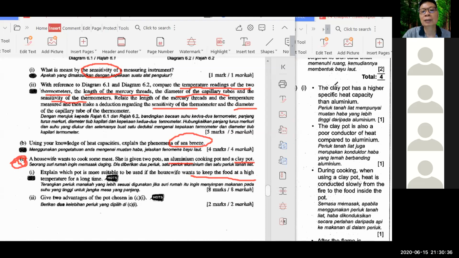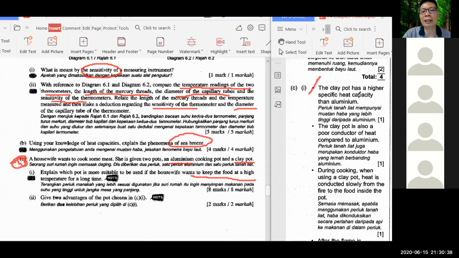First, clay pot has higher specific heat capacity than aluminum. First point, you get 1 mark here. Clay pot has a specific heat capacity higher than aluminum. Metal has a smaller specific heat capacity, so it gets hot faster. Clay pot is not easy to get hot, so the specific heat capacity of clay pot is bigger. First point. Second, clay pot is also a poor conductor of heat compared to aluminum, as I told you just now.